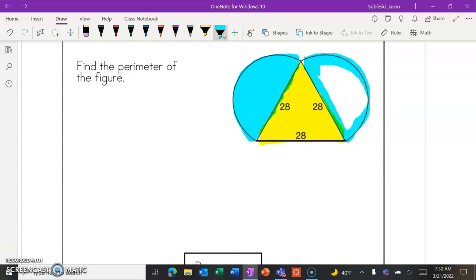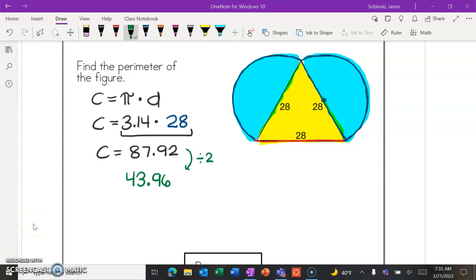Okay, so just add some color here so you can see the two pieces. The triangle part is really nice. Again, we want perimeter, so all of the distance on the outside. We don't have to do anything with the triangle because they tell us that that is 28 feet. However, for the circle parts, we know we need to find the circumference here to figure out the perimeter. So if we put that in, we know the diameter has to be 28 because of this side. And using our circumference formula, that gives us 87.92. But each of these circles, it's really only half of the circumference. So each one is 43.96.